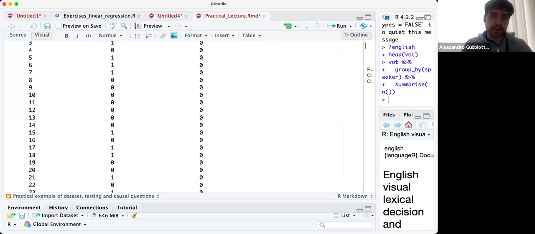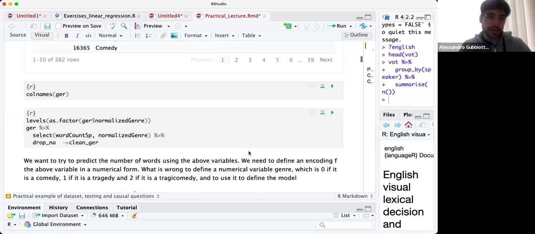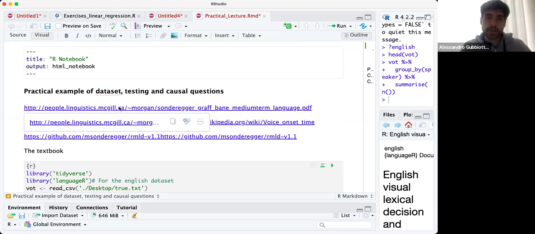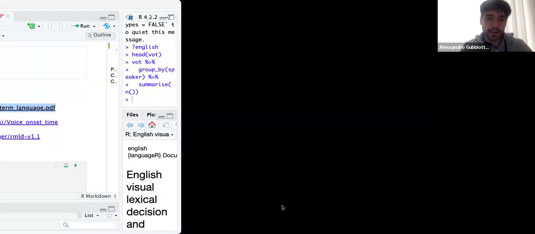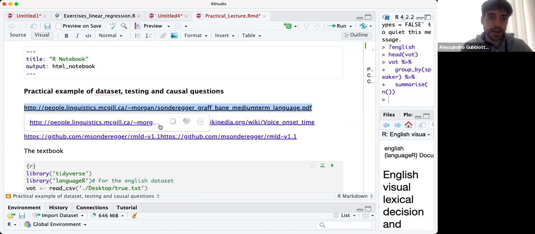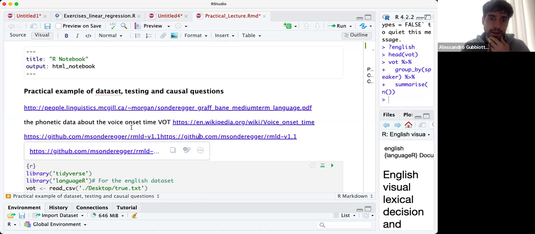Okay, so as I was saying, we will do a practical lecture today, analyzing some data set coming from an article. The article is in this link. I will copy and paste it in the chat. And they study what is called VOT, which is vocal onset time.